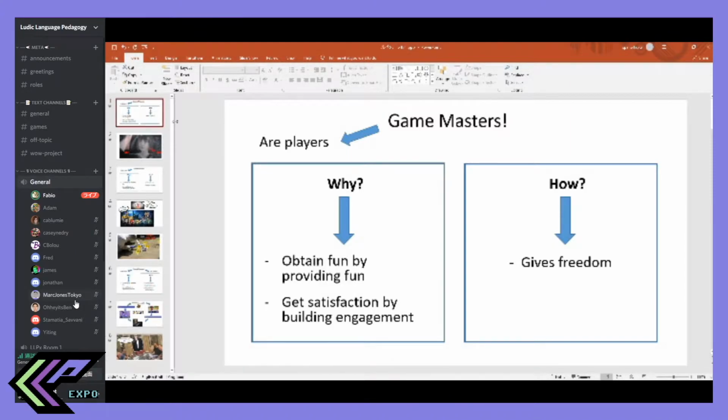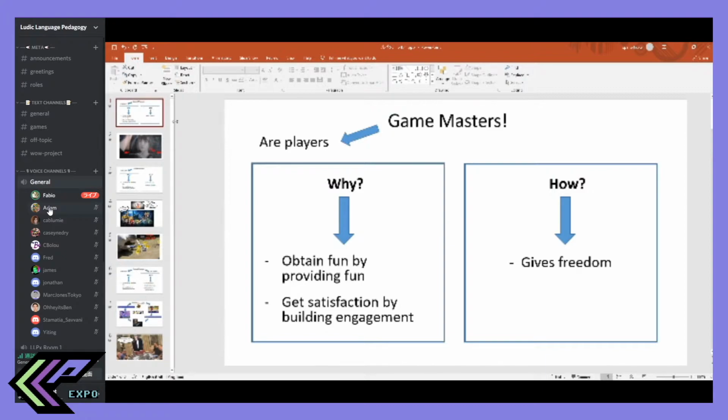And since I'm a teacher and a game master, I noticed that the approaches that are suggested in the game master's manuals are actually sometimes very similar to education methodologies and theories. For example, task-based language learning, ZPD, or even social cognitive theories. So I'll start by saying that game masters are players.